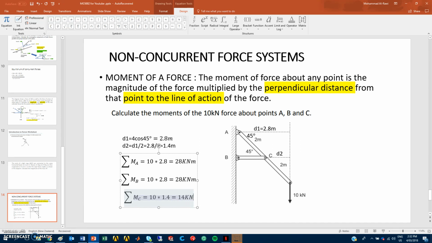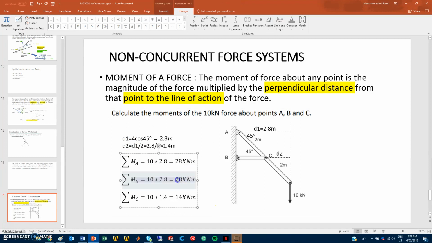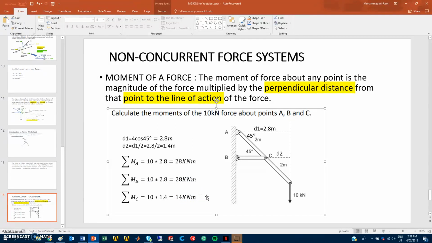Now you can say, hey, why are you doing it this way? We could simply, because we know D2 is half of D1, divide the 28 kilonewton meters by 2, and then you get the final answer. Both ways are acceptable, but I'm showing you the different ways to find it.